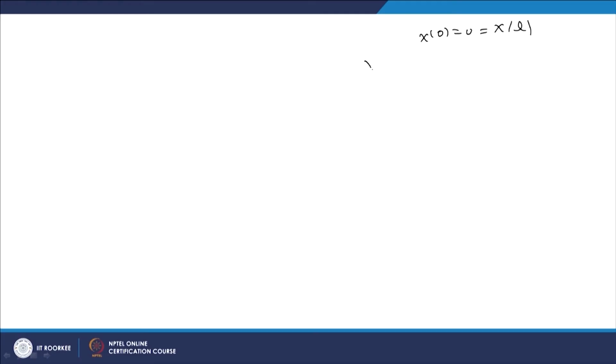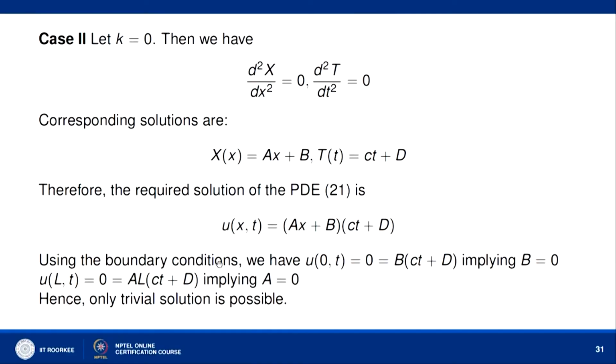So our solution is X(x) equal to ax plus b here. So put X(0) equal to 0, so this implies that b equal to 0, and then when you put X(L) equal to 0, then it is aL equal to 0, and since L is non-zero, this implies that a is equal to 0. So here this X(x) is coming out to be identically equal to 0. So in this case using the boundary condition, we have u(0,t) equal to 0 into (ct plus d) implies that b equal to 0, and similarly we can say that a equal to 0.